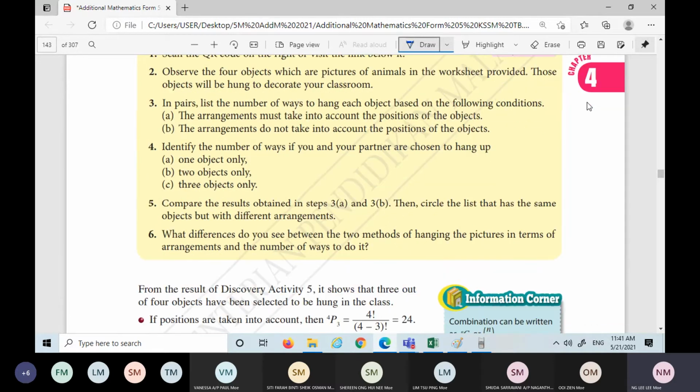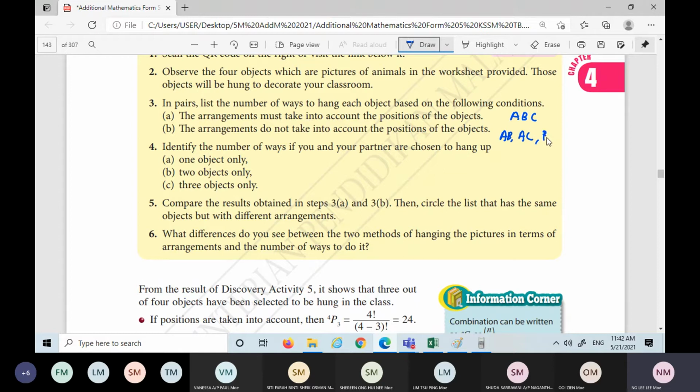We use almost the same example as just now, but I write ABC because it's easier. This one got 4 objects, so I use a simpler one, ABC. How do you choose? Let's say the arrangement is important. We start with AB, then AC. Then we start with B, so it's BA, BC. If we start with C, then it's CA and then CB. So altogether 6.